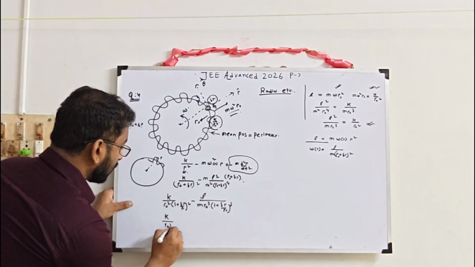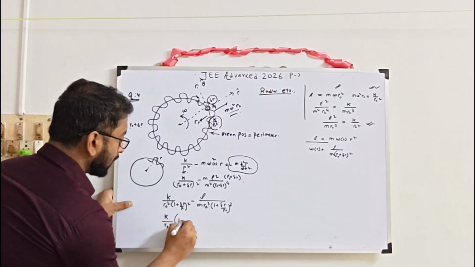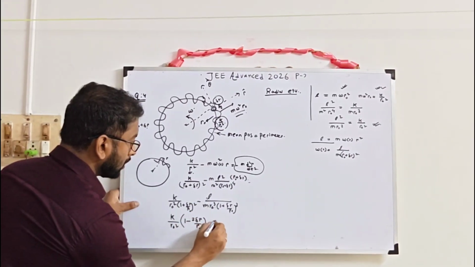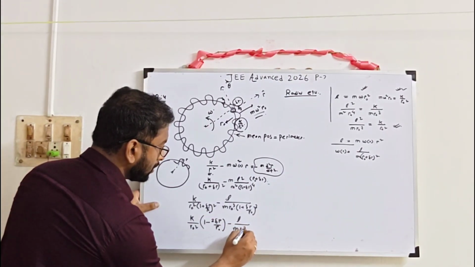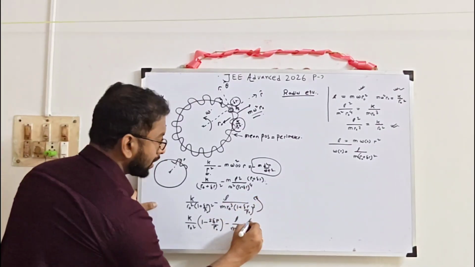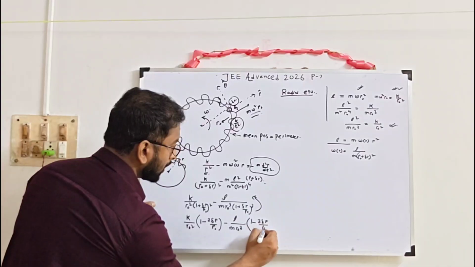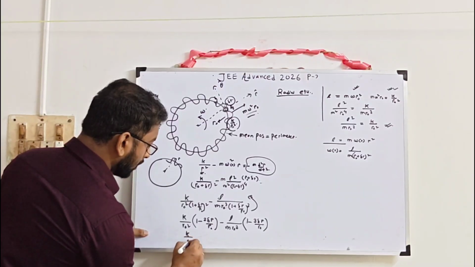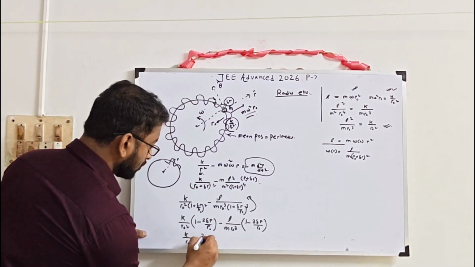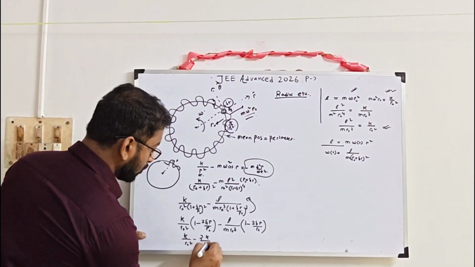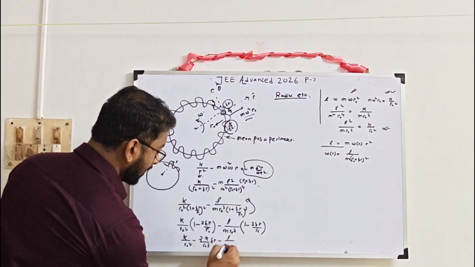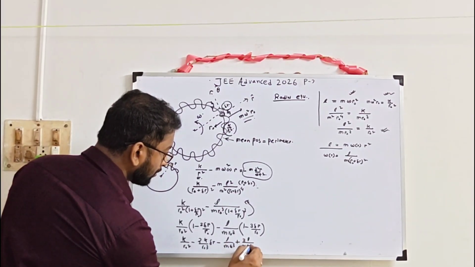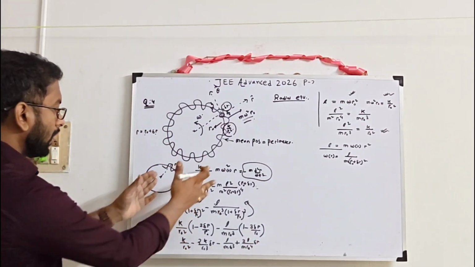Then k by r naught square, this one I will put in the numerator, and the value will become minus, sorry, r naught. This is just binomial. This one, if I take it in the numerator, it will become 1 minus 3 delta r by r naught. This one again, if I simplify, k by r naught square minus 2k by r naught cube multiplied with delta r minus L by m r naught cube plus 3L by m r naught to the power 4 delta r. Entire term I am trying to simplify.